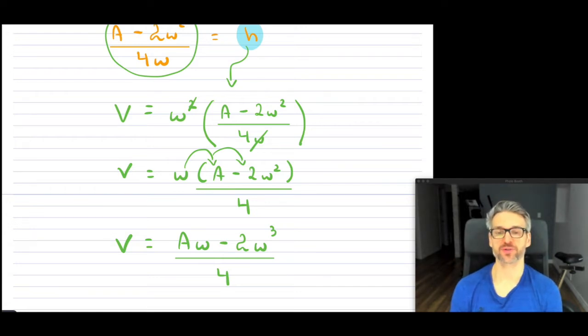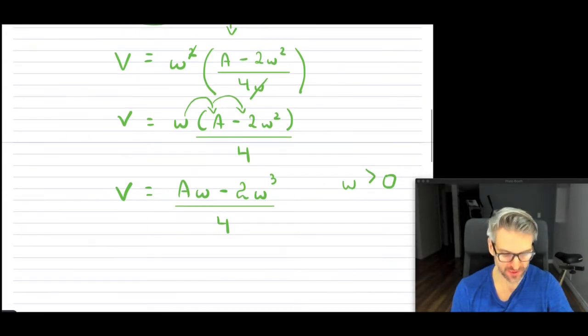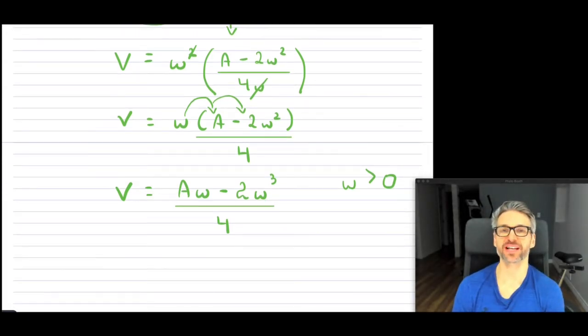And now our goal is to try to maximize this volume. So we want to find what is the maximum value of w. Now, of course, w is going to be greater than 0, because w can't be less than 0. This is a prism, so it can't be negative. And also, there's going to be a maximum value for w as well.